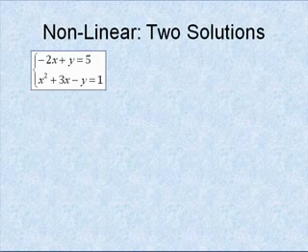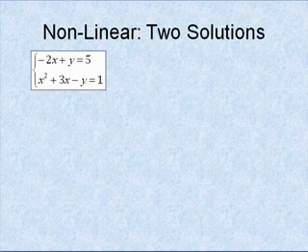Now that we've looked at solving a system of linear equations, let's take a look at how to solve a system of nonlinear equations. So here I have the equation -2x + y = 5, and x squared + 3x - y = 1. First thing I'm going to do is choose one and solve it for y.